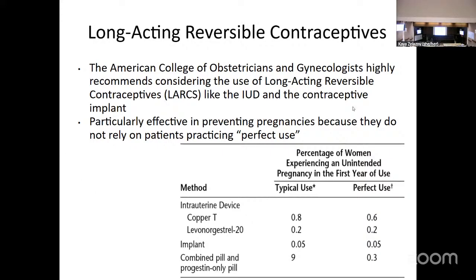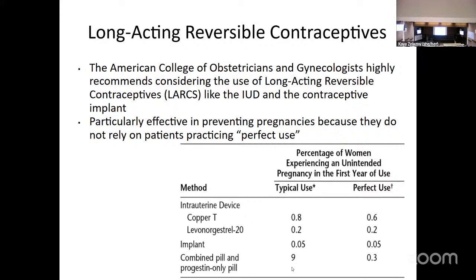So here we're looking at the failure rates for some of our long-acting reversible contraceptives, which are going to be the IUDs and the implant. So here we can see that the difference between typical use and perfect use of those methods is basically no difference, right? So they work the same because there's not really anything you have to do. But if we look at the rates of failure for either the combined pill or a progestin-only pill, when we're looking at the percentage of women who have an unintended pregnancy in the first year that they're using it, right?